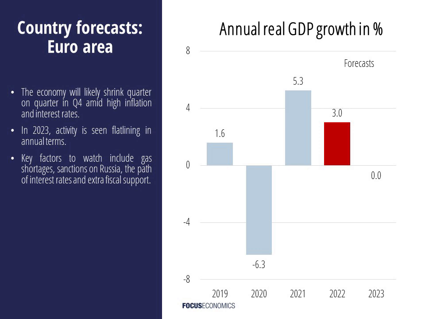Turning to the euro area, quarter-on-quarter GDP growth decelerated in Q3, although it surprised markets on the upside. The slowdown came amid higher inflation, energy prices, and interest rates. The economy will likely shrink in quarterly terms in Q4 as the ECB continues to ratchet up interest rates and price pressures intensify further. In 2023, activity is seen flatlining in annual terms.